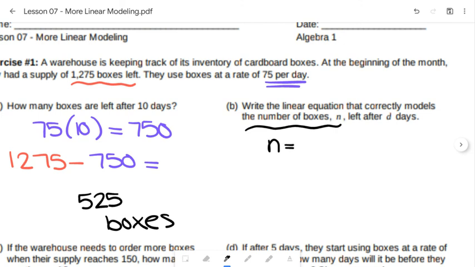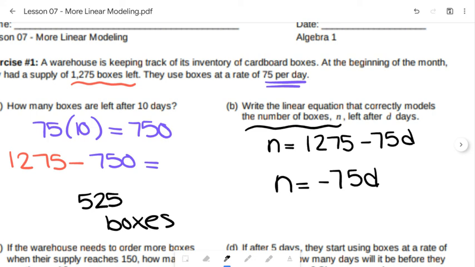Now it's going to be a little bit different here. So you could set it up two different ways. So we could take this 1,275 and we're going to subtract 75 per day. Okay, so we could write it like this. Or if you prefer, you can keep it the way we kind of always have it. It's a negative 75d plus 1,275. But we know that our rate is negative because we're getting rid of some, or like running out of them. So that's got to be a negative sign in front of that 75.